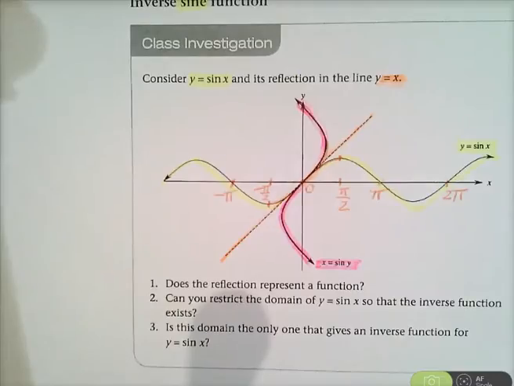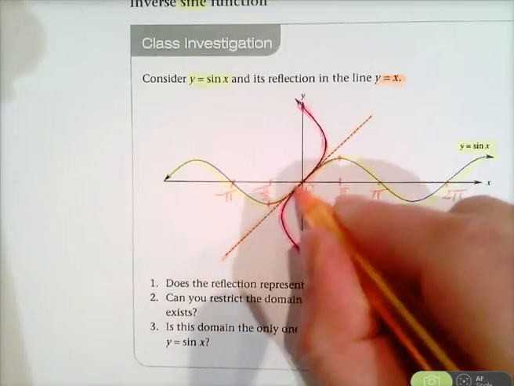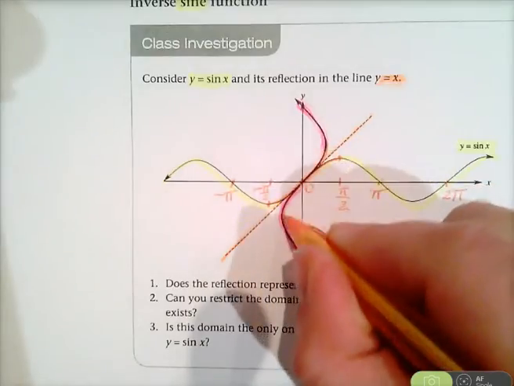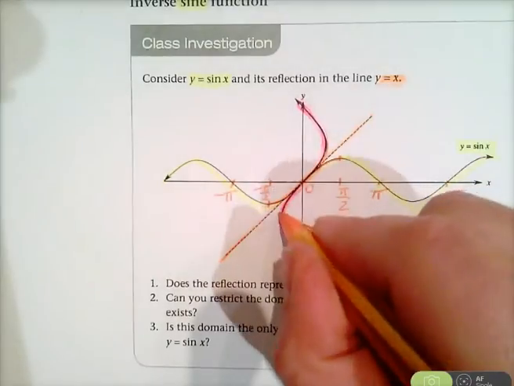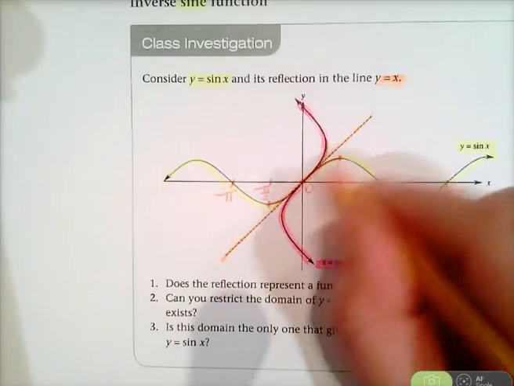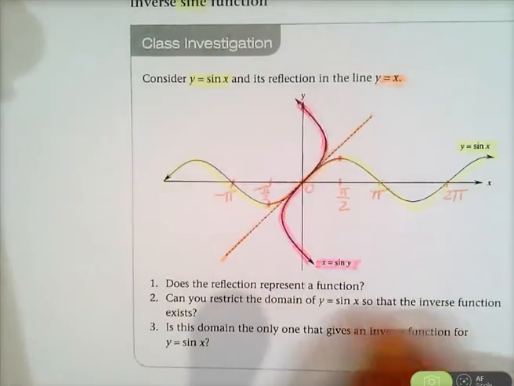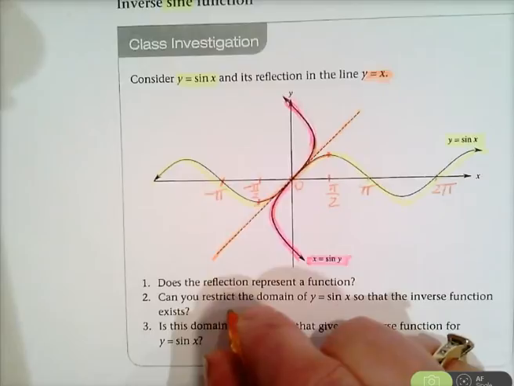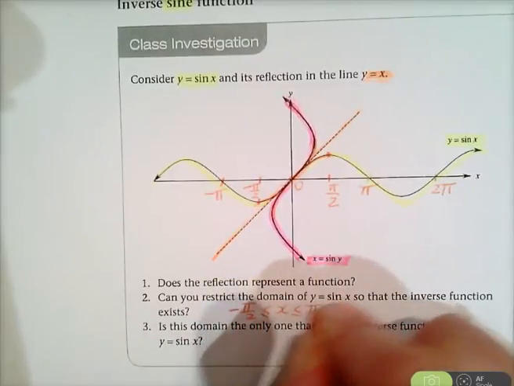So I'm going to do that down on the graph below. If I'm just taking the original function from negative pi on 2 to pi on 2, and if I draw the inverse here, the inverse relation will be a function, provided I don't go beyond those points which correspond to these. So yes, we can restrict the domain of y equals sine x so that the inverse function exists. So we can restrict it from minus pi on 2 through to pi on 2.